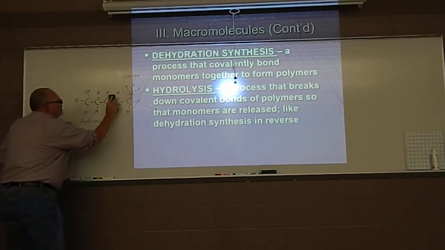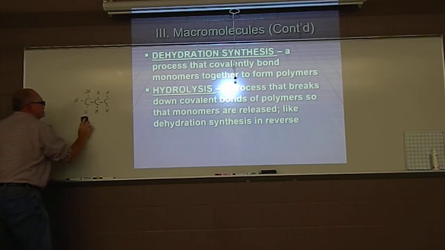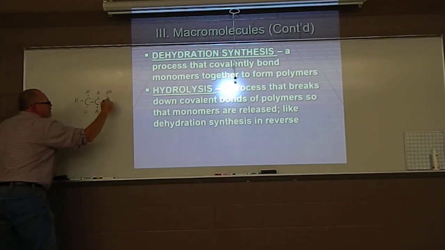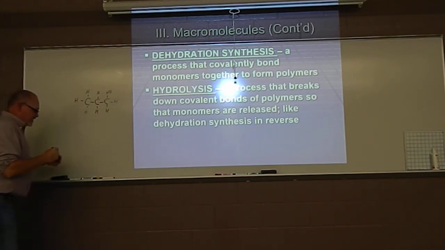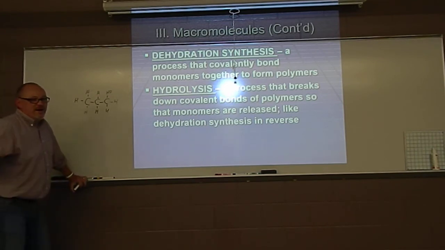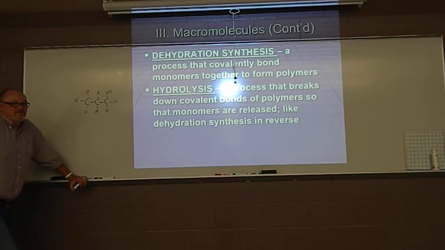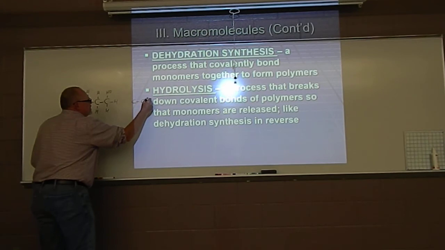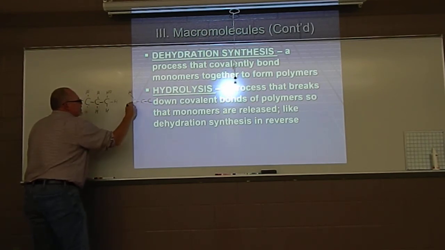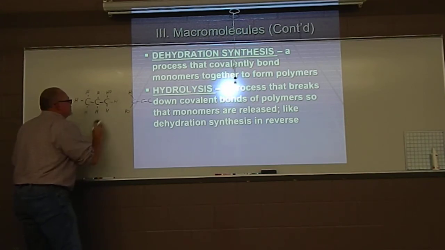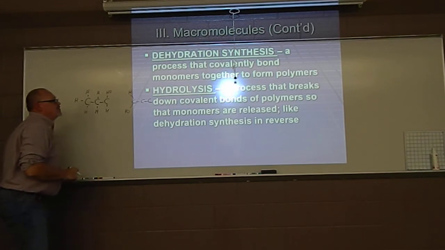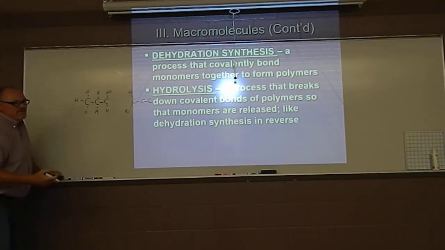Now, there are specific types of chemical reactions that put the monomers together to form these big chains, which we now call polymers, right? And the type of reaction that causes the formation of these big polymers is called dehydration synthesis, all right? That's the most important thing you need to know.